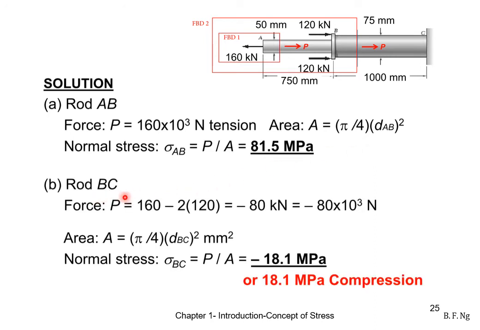For section BC, it will experience 160 kilonewtons in tension and 240 kilonewtons in compression. As such, we subtract the forces and we get 80 kilonewtons in compression. The normal stress is thus the force divided by the area, which gives us negative 18.1 megapascal. We can also write it as 18.1 megapascal compression.